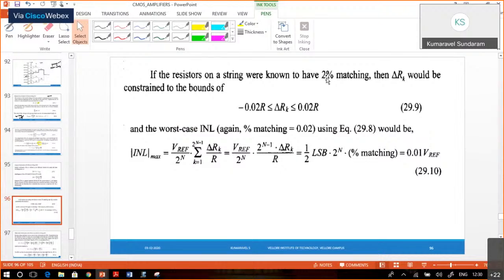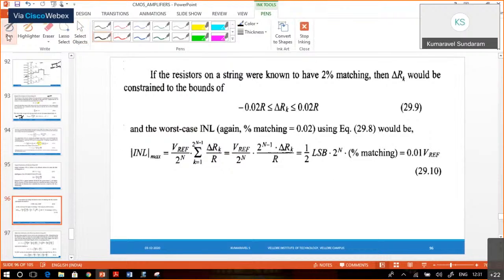If the resistor is going to have 2% matching, then del Rk, the mismatch, is 2%. If you introduce it, it is going to be 0.02 times R. The negative mismatch is going to be minus 0.02 R, and the positive mismatch is going to be 0.02 R. So the maximum INL that we are going to get is half LSB, right? Half LSB into 2 power n times the percentage of matching is going to be 0.01 times Vref. So if Vref is 1 volt, it is going to be 0.01 volt.